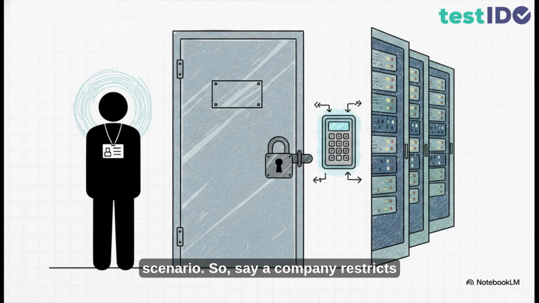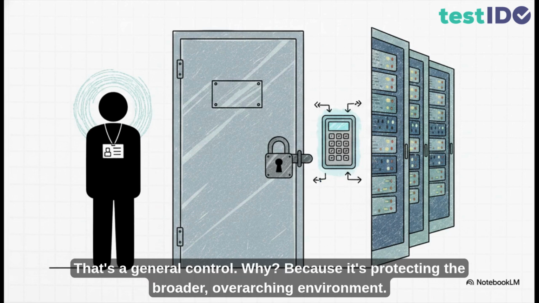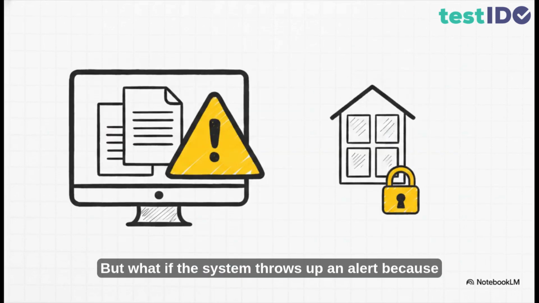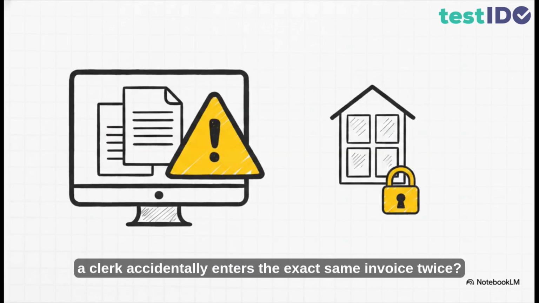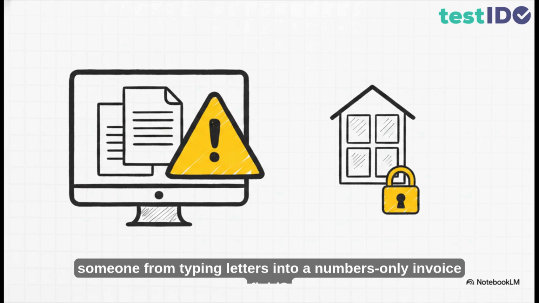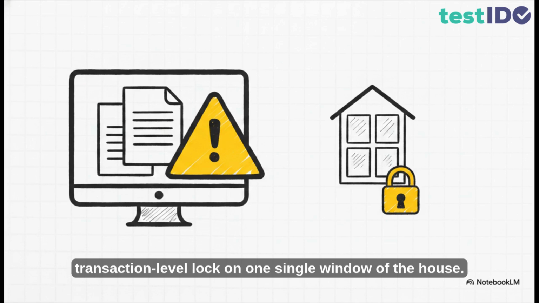So, say a company restricts physical access so only authorized folks can enter the main server room. That's a general control. Why? Because it's protecting the broader overarching environment. It secures the whole house. But what if the system throws up an alert because a clerk accidentally enters the exact same invoice twice? Or what if it physically blocks someone from typing letters into a numbers-only invoice field? That right there is an application control. It's a highly specific transaction-level lock on one single window of the house.